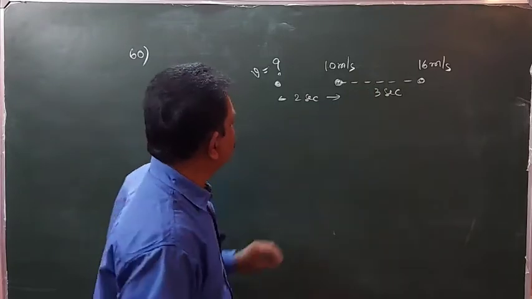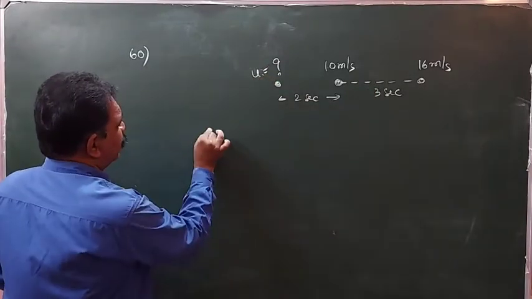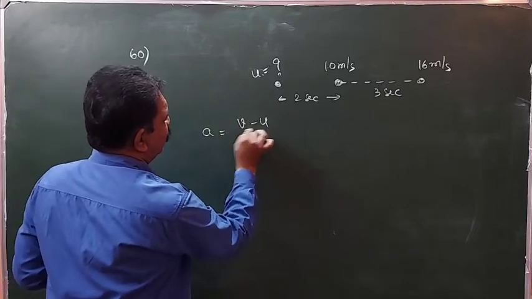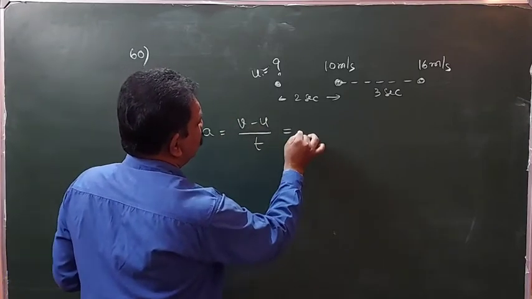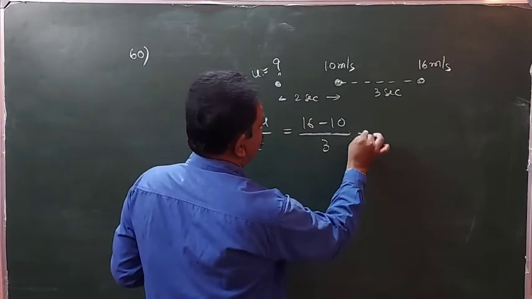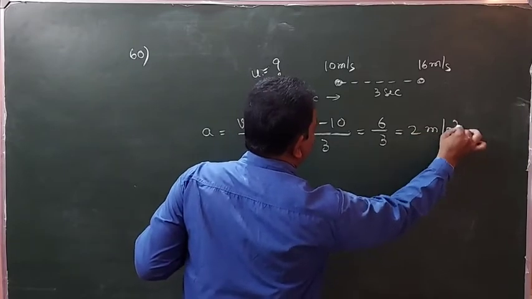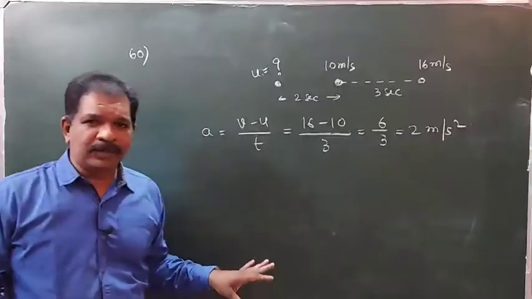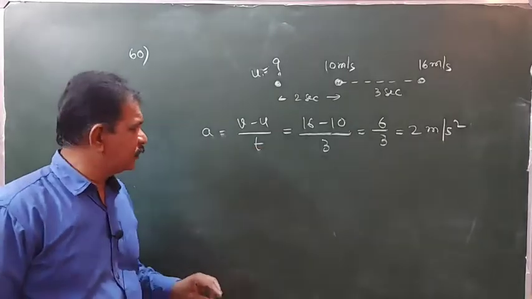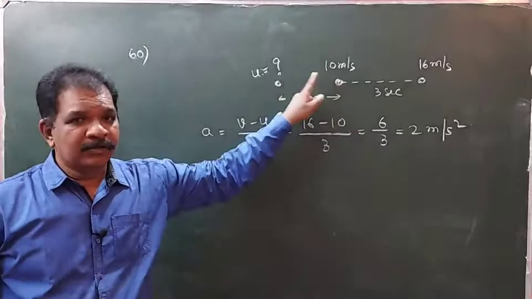you find acceleration. Here let the initial velocity be u. a is equal to (v minus u) by t. 16 minus 10 by 3, 6 by 3, this value is 2 meter per second square. That will be the acceleration.